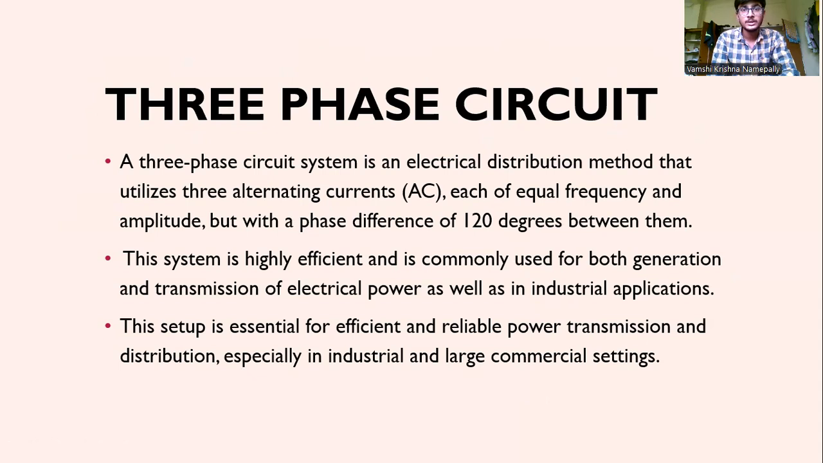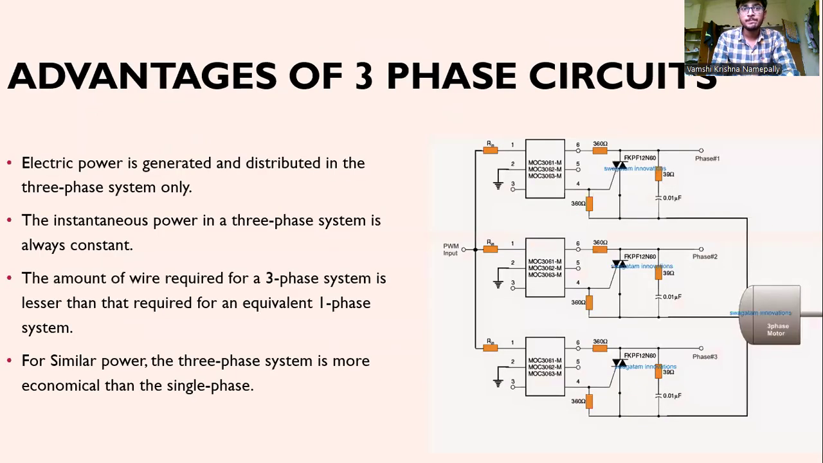A three-phase circuit system is an electrical distribution method that utilizes three alternating currents, each of equal frequency and amplitude, but with a phase difference of 120 degrees between them. This system is highly efficient and commonly used for both generation and transmission of electrical power as well as in industrial applications. The setup is essential for efficient and reliable power transmission and distribution, especially in industrial and commercial settings.